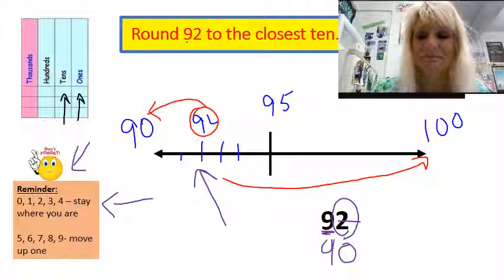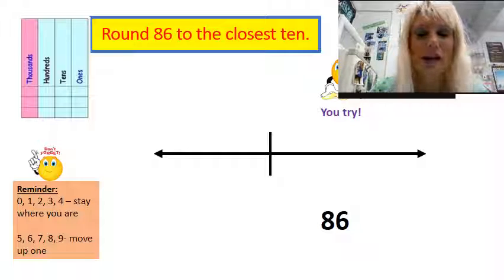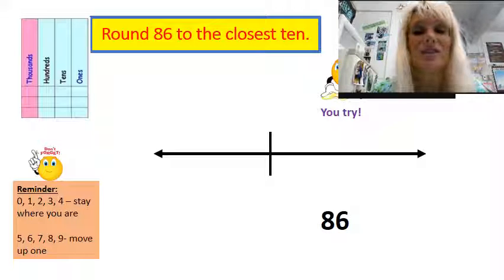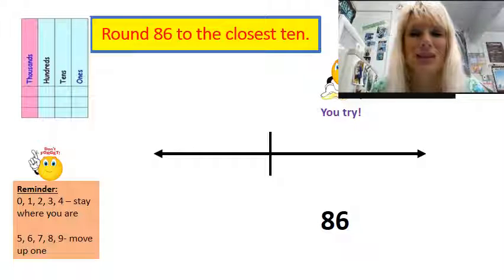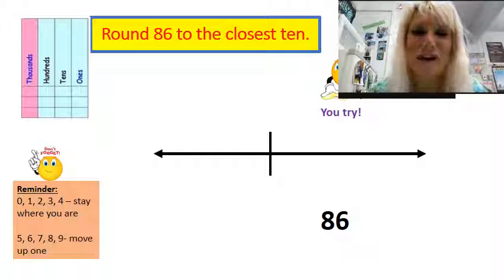All right, I want you to go ahead and try this one. Round 86 to the closest 10. You can do it either way or both ways, and come on back and we'll check it together. Okay, I hope you had time to do that.